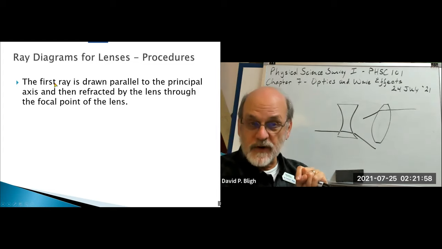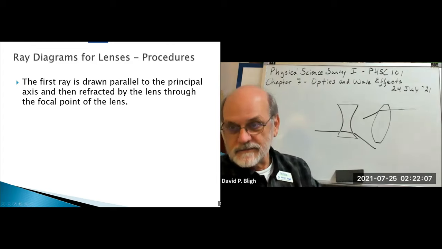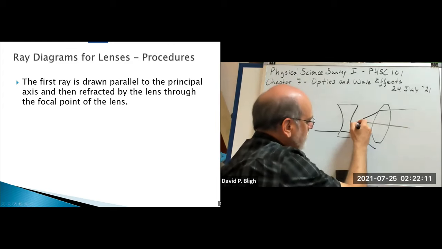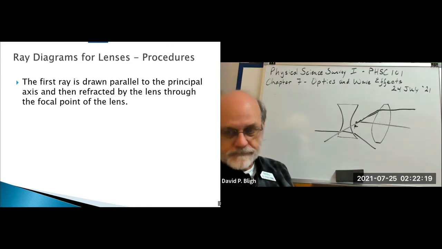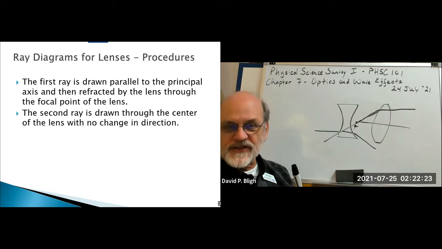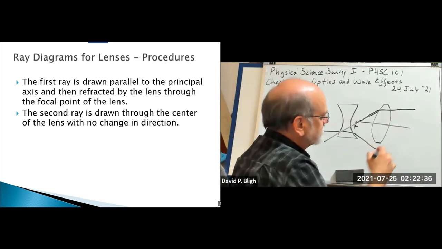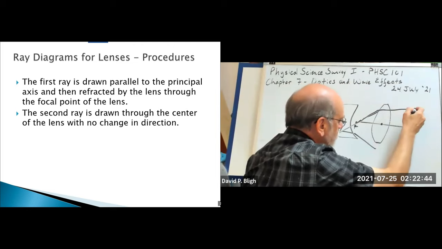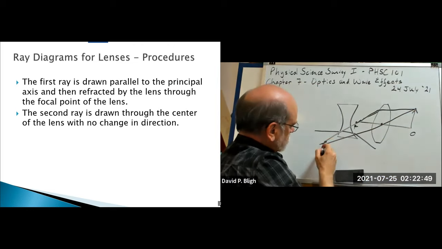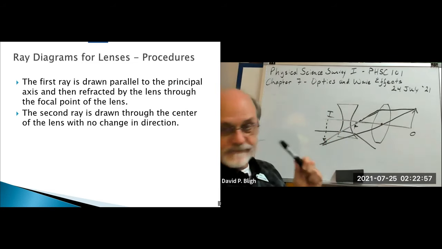We draw the first ray parallel to the principal axis, just like before. And that beam goes through the lens and is refracted by the lens through the focal point. So if this is the focal point, then this first beam goes here and there, like that, through the focal point. The second ray is drawn through the center of the lens, not through the center of curvature like we did with mirrors, but through the center. So from here, say this is your object, then it would go through the center and meet out here somewhere. So there's your image. Okay.